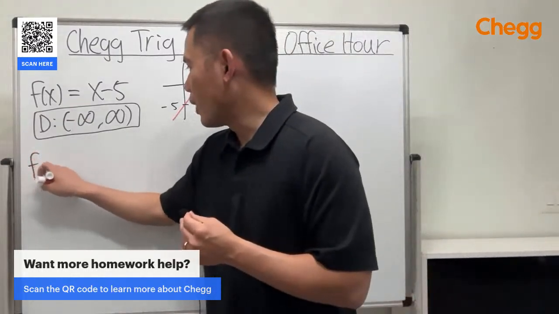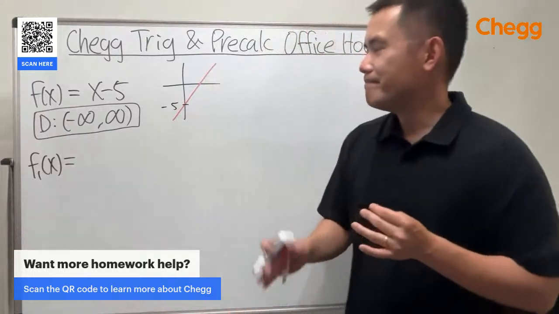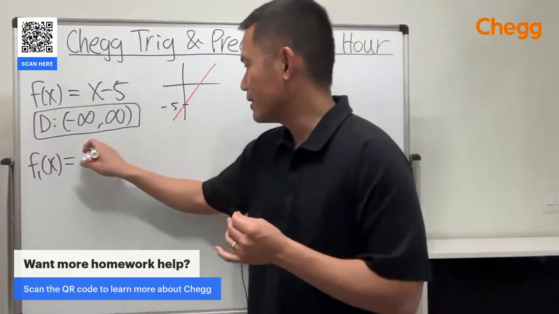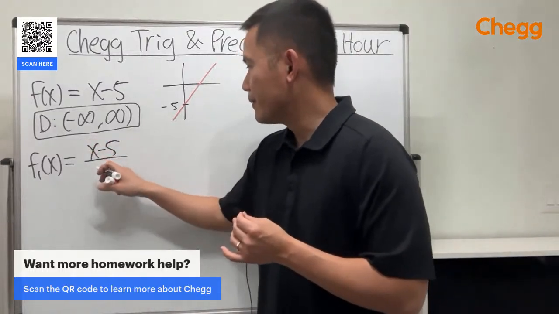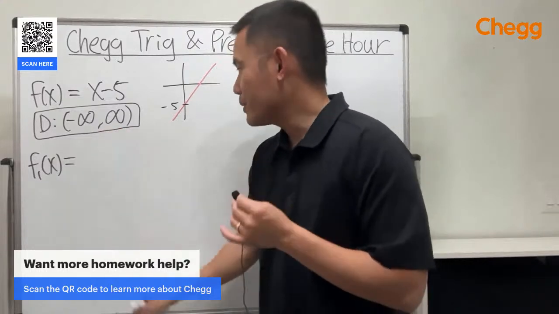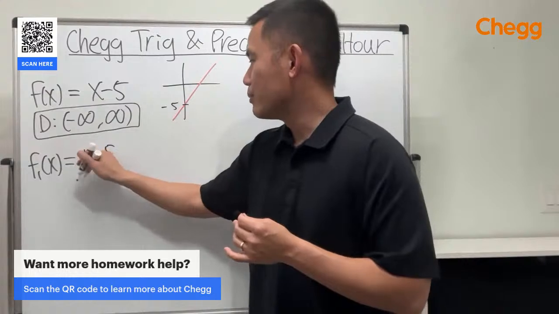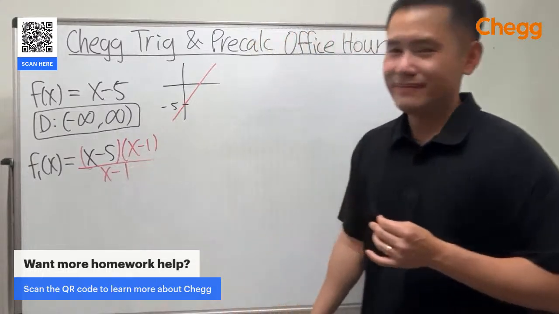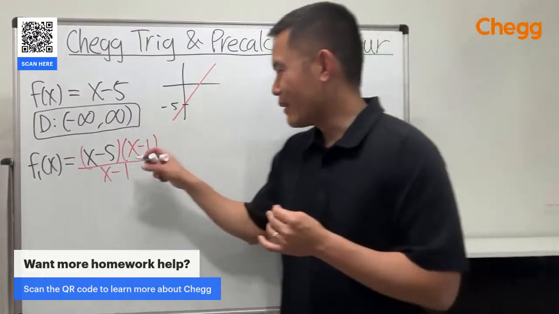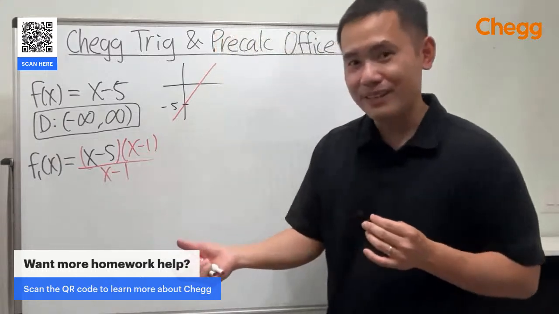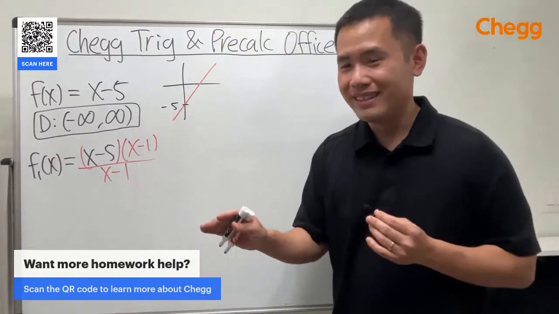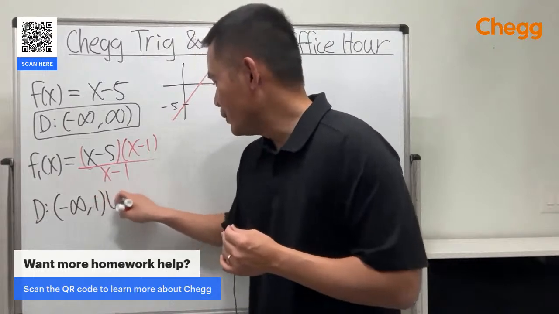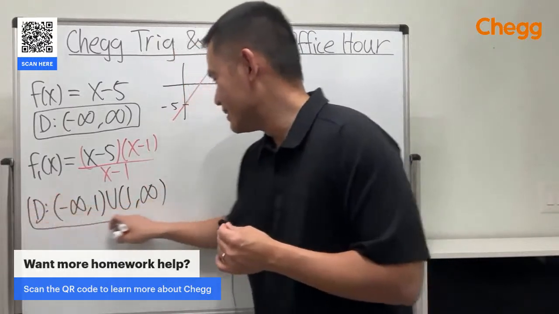Now check this out. I'm going to say this is like f1 or something. This is my first manipulation of the function. Have a look. x minus 5 over, this is what I'm going to do. All I'm going to do is I won't take away 1. I'm just going to multiply this by x minus 1 and also divide by x minus 1. Now, because we have the x minus 1 on the bottom, x can no longer be 1. So the domain for this right here becomes negative infinity to 1, union 1 to infinity.